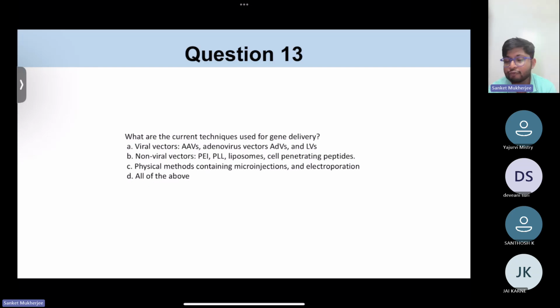The current techniques used for gene delivery, is it viral vectors like adeno-associated vectors, adenovirus vectors, and lentiviral vectors, non-viral vectors, or physical methods, or all of the above? Which are the current techniques used for gene delivery?